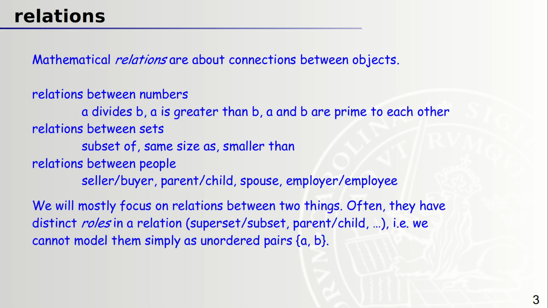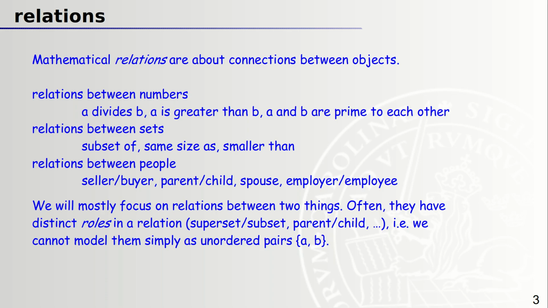In the following, we'll mostly focus on relations between two things, although we will occasionally also allow more than two things be connected. In many cases, the things related to one another by a relation assume particular roles in it. In a relation that connects seller and buyer, for example, it is of course important which of the two people thus connected is the seller and which one is the buyer. And the same applies to other relations such as parent-child, or in the case of set inclusion, which is the subset and which is the superset.